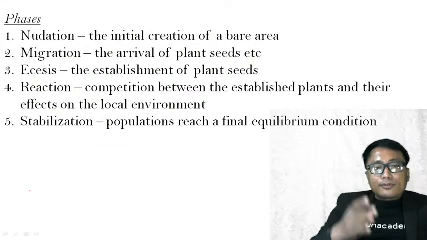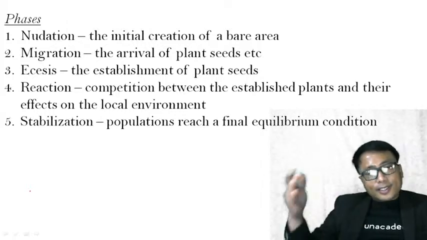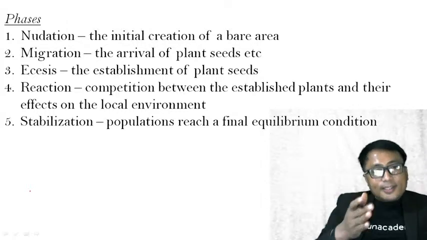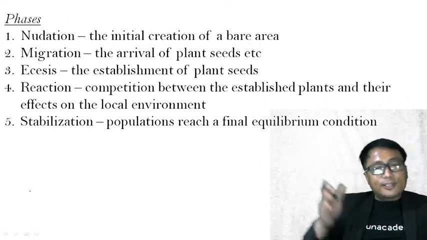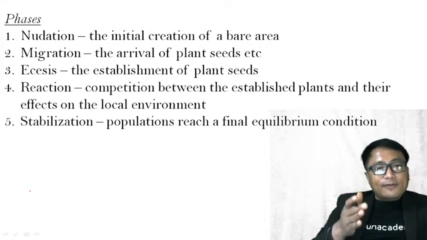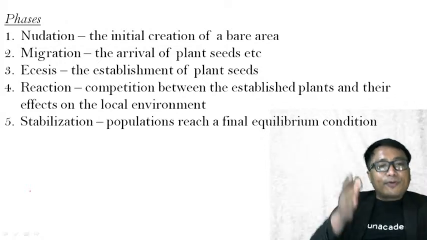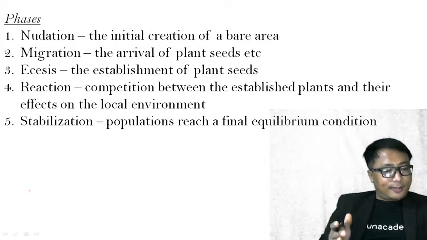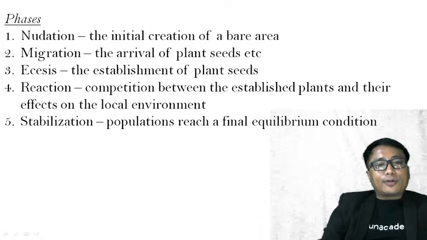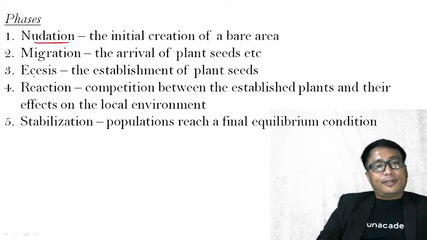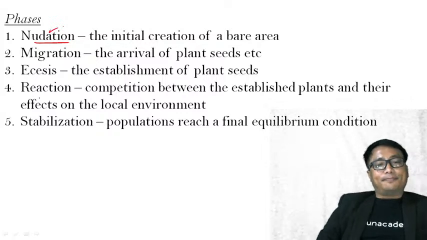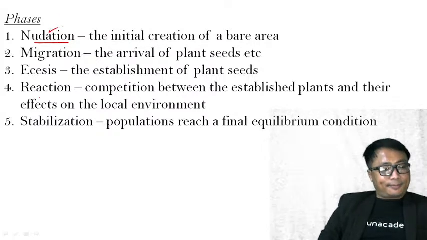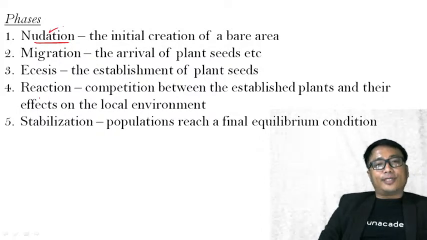But in the process of ecological succession, there are certain phases that it goes through. So what are the phases involved in ecological succession? The first phase is known as nudation. The term is very important. Kindly remember this particular term. The initial creation of a bare area is known as nudation.